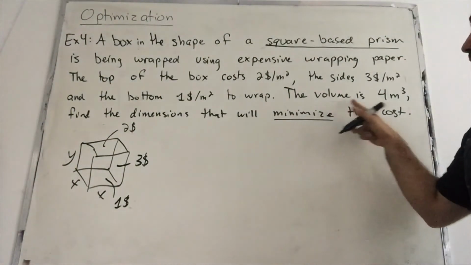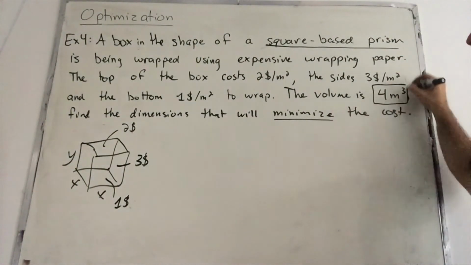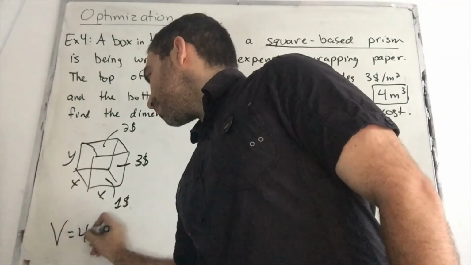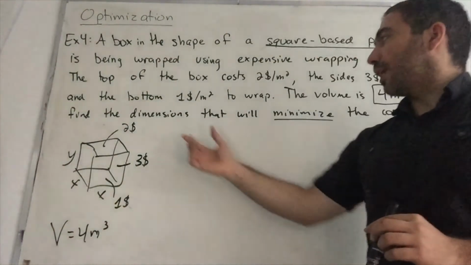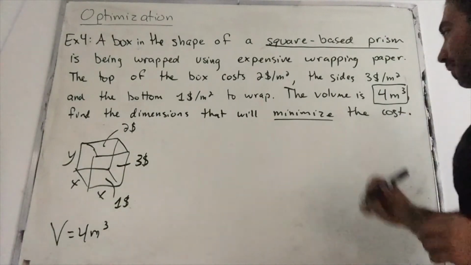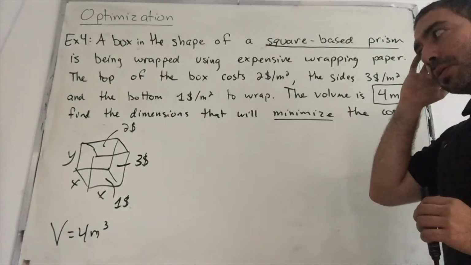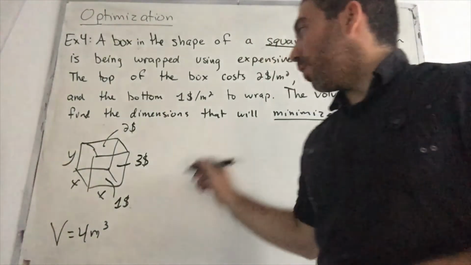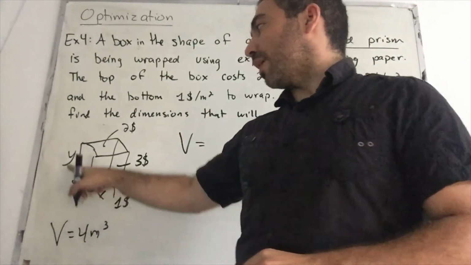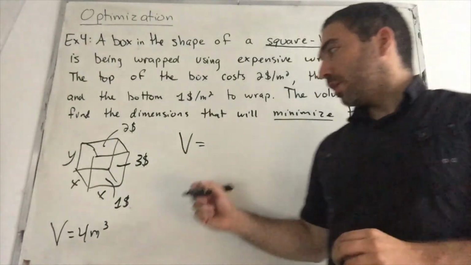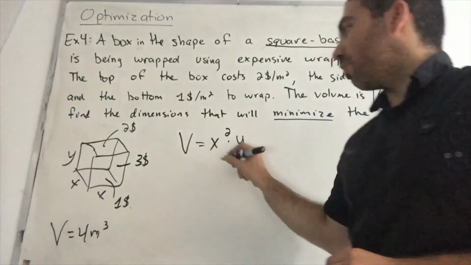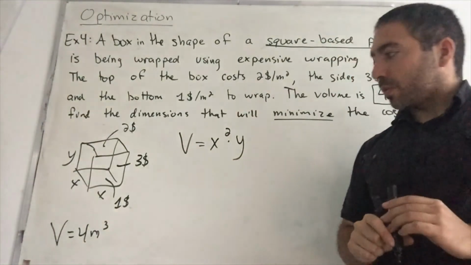So they tell us that the volume is 4 meters cubed. This is important information as well. So they're actually giving us the volume. And lastly, they're asking for the dimensions to minimize the cost. So we have to go ahead and minimize the cost. They mentioned the volume, so let's go ahead and write our volume formula. Volume equals length times width times height, because we're dealing with a prism. But the length and the width are x, so we'll call it x squared times y.